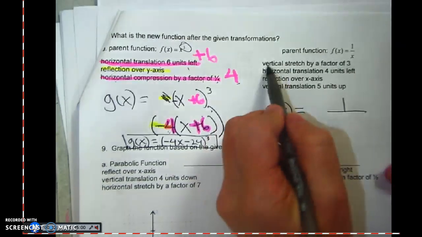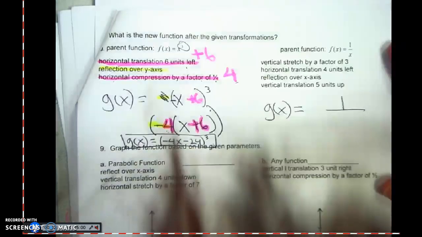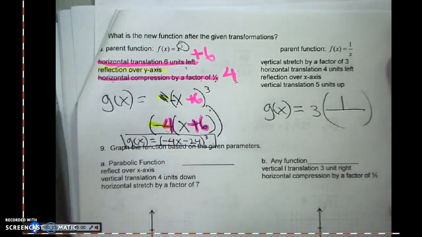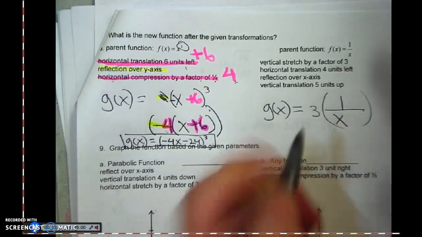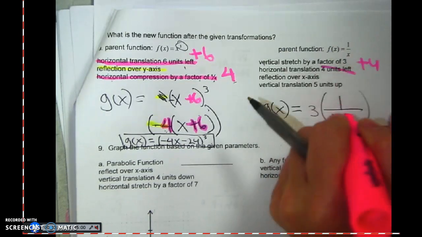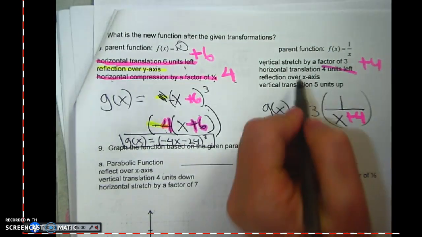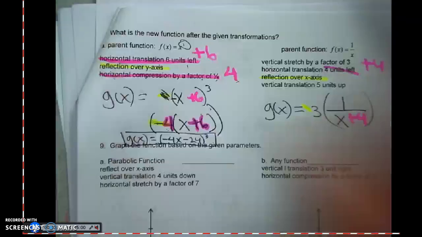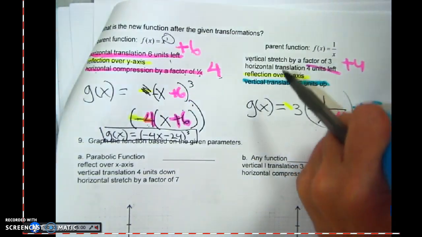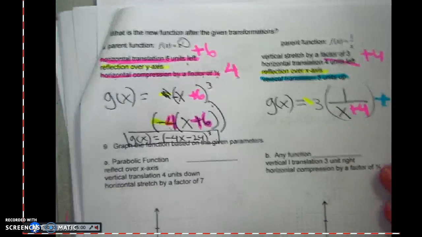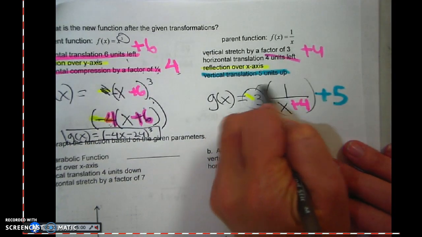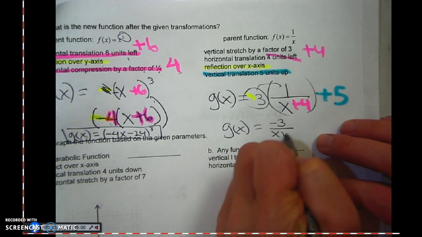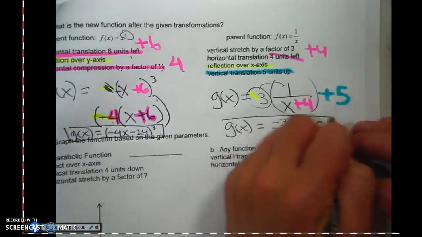Parent function f of x, g of x is my child. All right. Vertical stretch by a factor of 3. I'll do this in pencil just in case. Horizontal translation, 4 units left. Left really means right. Reflection over the x really means it's with the y. And vertical translation, 5 units up, plus 5. Now, if I want to write it better, which I would like, this negative 3 gets multiplied by the 1. So the actual equation or function is that.